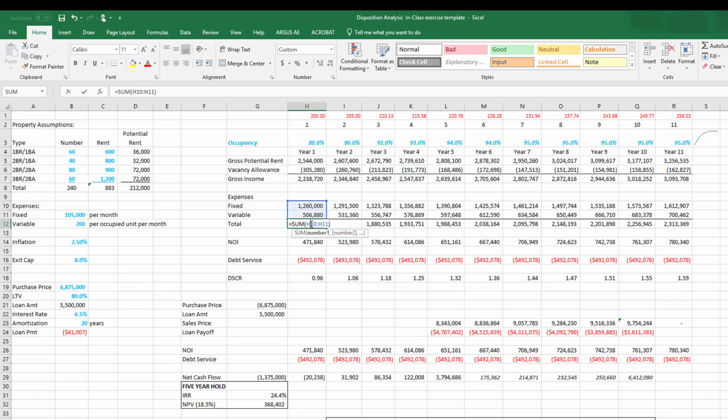So our total expenses, just the sum of the fixed and the variable. NOI is going to be the difference between the gross income and the total expenses. So this is all very straightforward, very matter-of-fact kind of stuff, nothing special here.